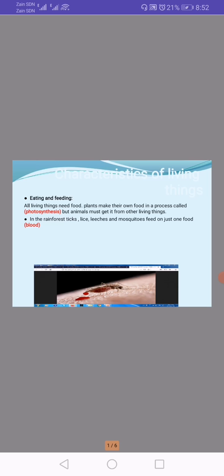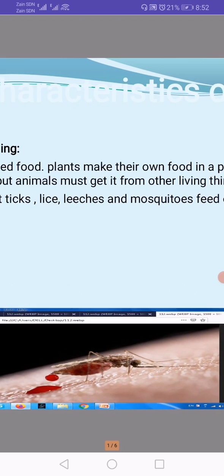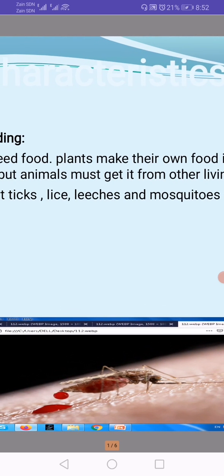In the rainforest, ticks, lice, leeches, and mosquitoes feed on just one food, which is blood. As you see in these pictures, they are feeding on blood.